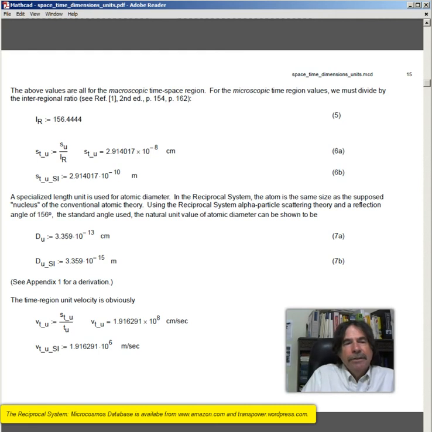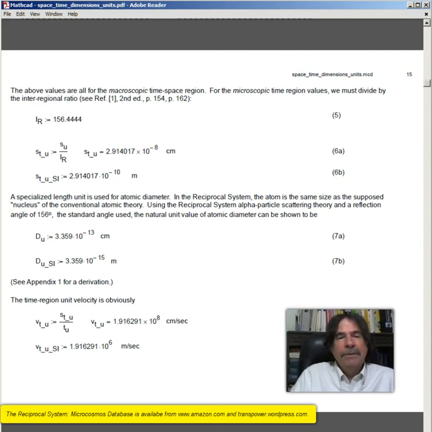A specialized length unit is used for atomic diameter. In the reciprocal system, the atom is the same size as the supposed nucleus of the conventional atomic theory, using the reciprocal system alpha particle scattering theory at a reflection angle of 156 degrees, which is the standard angle used. The natural unit value of atomic diameter can be shown to be 3.359 times 10 to the minus 13 centimeters, or 10 to the minus 15 meters. And derivation of this is given in appendix 1, which we'll get to later. The time region unit velocity is obviously then 1.916291 times 10 to the 8th centimeters per second, or 10 to the 6 meters per second.